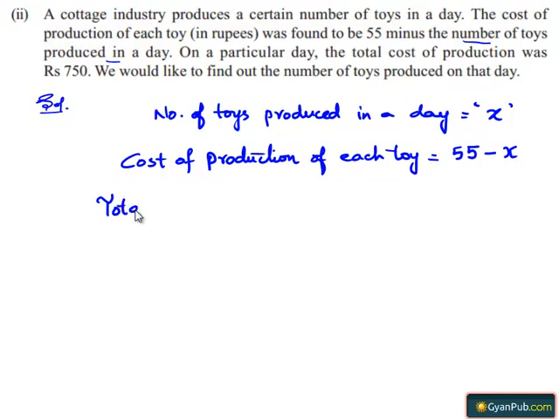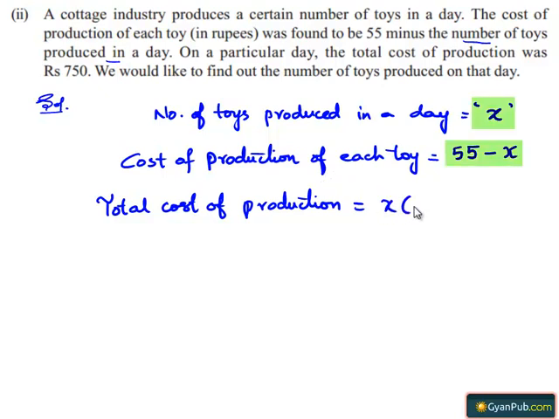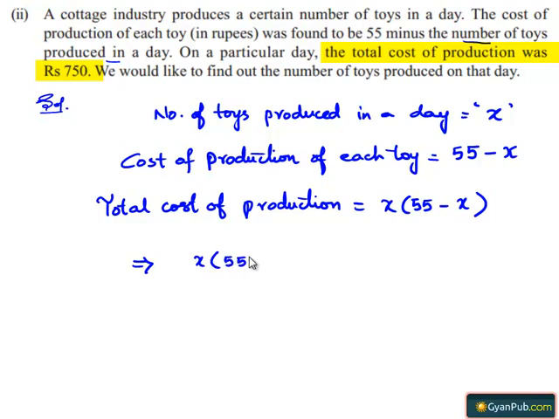Total cost of production is nothing but the number of toys produced in a day multiplied by the cost of production of each toy. So total cost of production becomes x times 55 minus x. According to the given problem, total cost of production is equal to 750 rupees. We can write x times (55 minus x) is equal to 750. On multiplying, we get 55x minus x square is equal to 750.